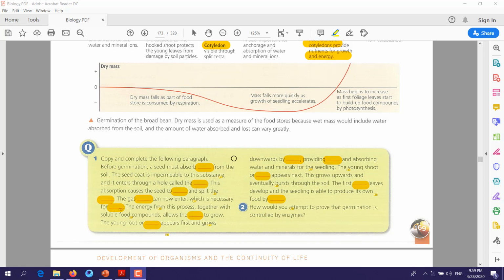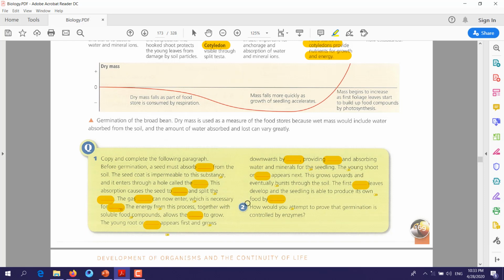seedling. The young shoot or plumule appears next. This grows upward and eventually bursts through the soil. The first what? Leaves. The first true leaves develop and the seedling is able to produce its own food by what? How is the plant able to make food? By photosynthesis.